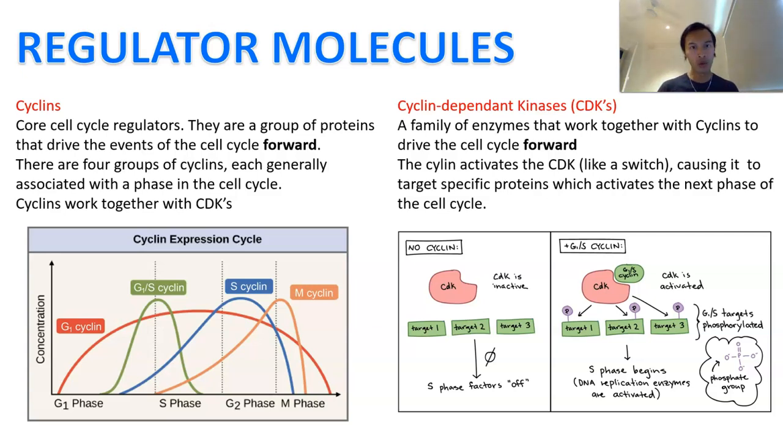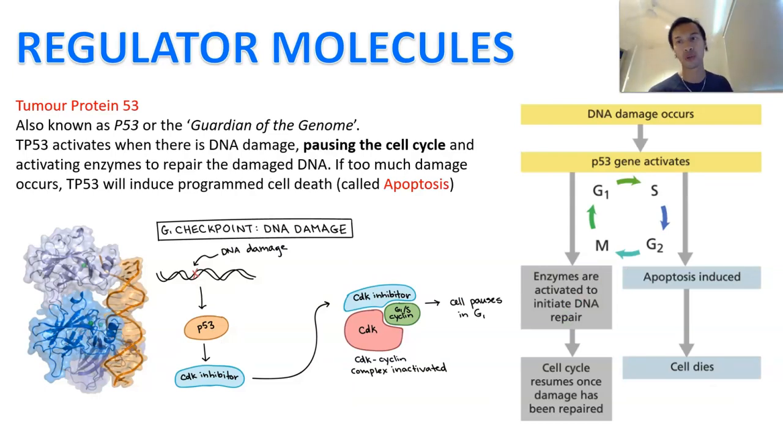Now, there is another molecule that is very crucial, and that is the tumor protein 53 molecule, right? The tumor protein 53, also known as the guardian of the genome, or simply p53, is a very crucial molecule that regulates the cell cycle. What happens is TP53 is going to activate when you get DNA damage, right? When you have DNA damage, it's going to pause the cell cycle, and it's going to activate repair enzymes that are going to fix that damaged DNA, right? So here is the checkpoint during the G1 checkpoint.